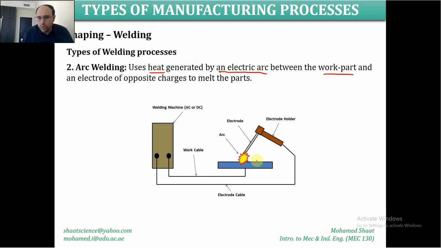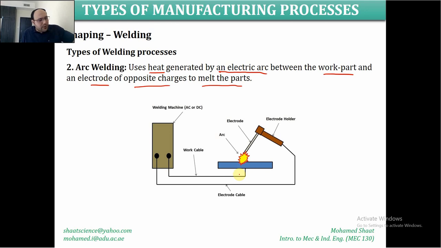Between the workpiece metal and the electrode, two opposite charges melt the parts at the welding zone. As you can see, as already shown in the video, this is the electrode holder or the torch that we are holding here. The electrode has one charge that is connected to the electrical source, and the other charge is delivered to the metal.